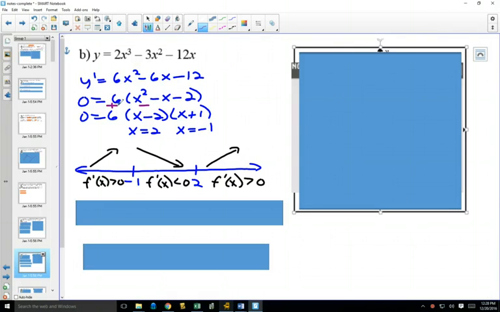Okay? And then x plus 1, if you plug in a negative 2 into that, can you see that that'll give you a negative number as well? And if I multiply a positive number times a negative number times a negative number, I'm going to get a positive number in this section.